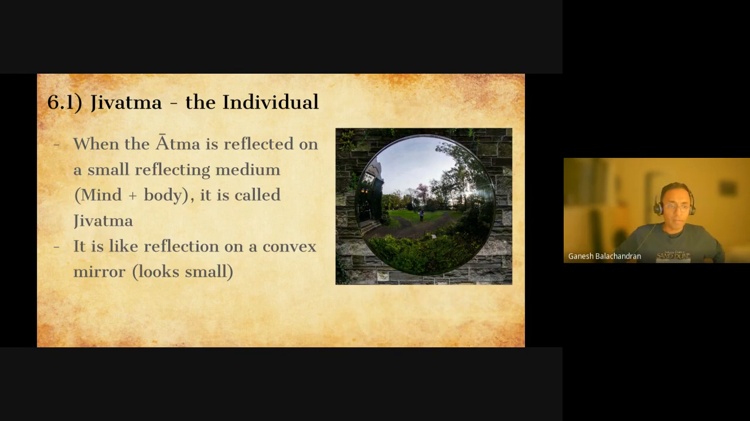Now, the analogy that's given for Jivatma and Paramatma. Jivatma is the individual, Paramatma is the Ishvara, what you call God. When the Atma or the Sakshi, this projector light, is reflected on a small reflecting medium like a mind and a body, it is called Jivatma. It is like the reflection on a convex mirror. The reflection on a convex mirror looks small, right? So even though it is the same Atma that is illuminating, because the mind plus body reflecting medium is small, the reflection is small.